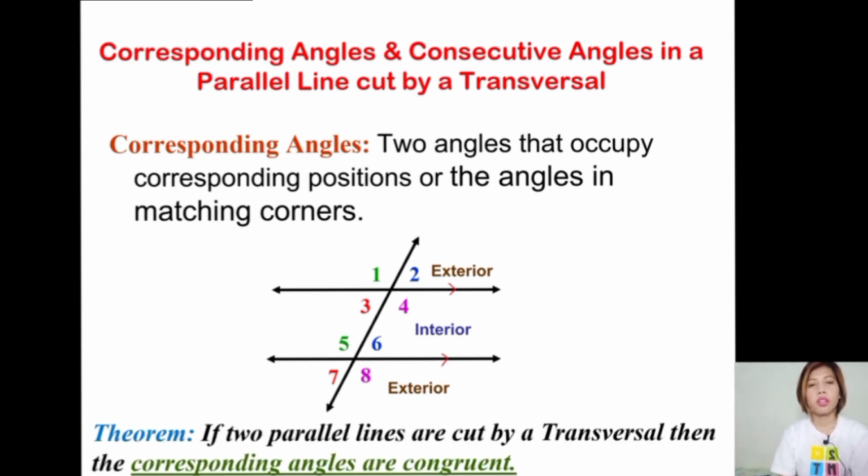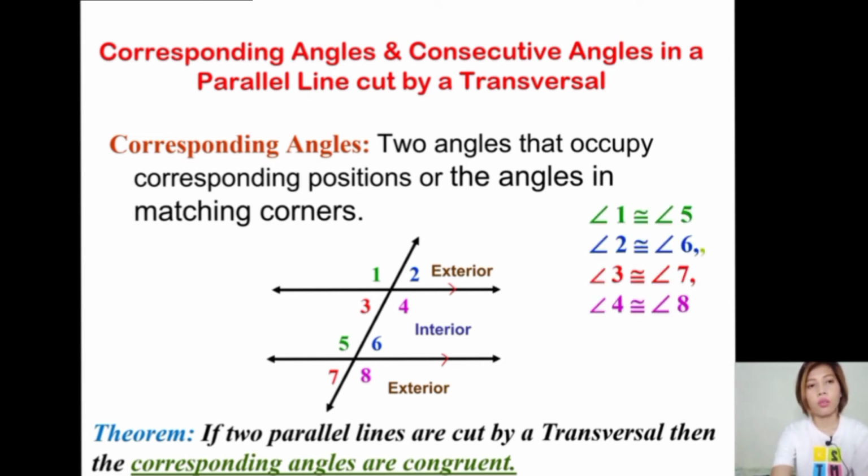So, meron din po theorem para dyan. If two parallel lines are cut by a transversal, then the corresponding angles are congruent. So, meaning, yung mga corresponding angles, parehas ulit ng measurement. So, we have here angle 1 is congruent to angle 5. And then, angle 2 is congruent to angle 6. And then, angle 3 is congruent to angle 7. And then, angle 4 is congruent to angle 8.